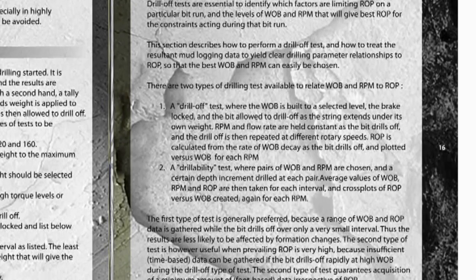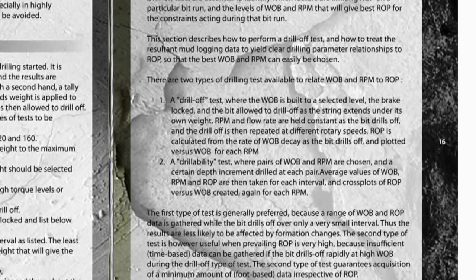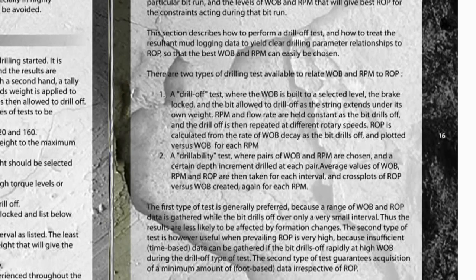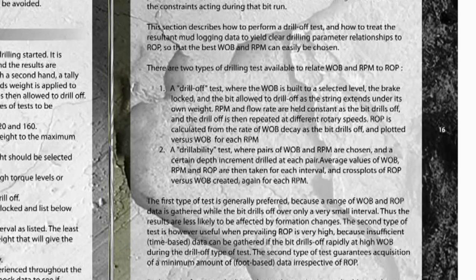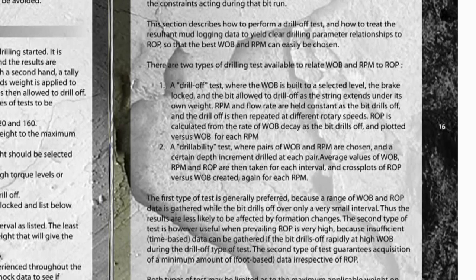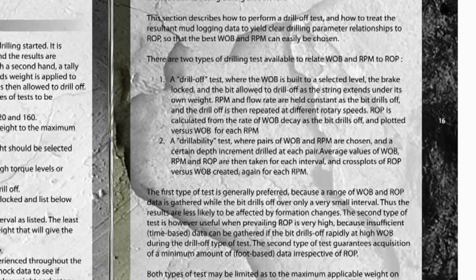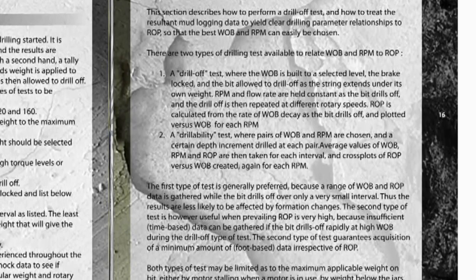2. A drillability test, where pairs of WOB and RPM are chosen and a certain depth increment drilled at each pair. Average values of WOB, RPM and ROP are then taken for each interval, and cross plots of ROP versus WOB created, again for each RPM.